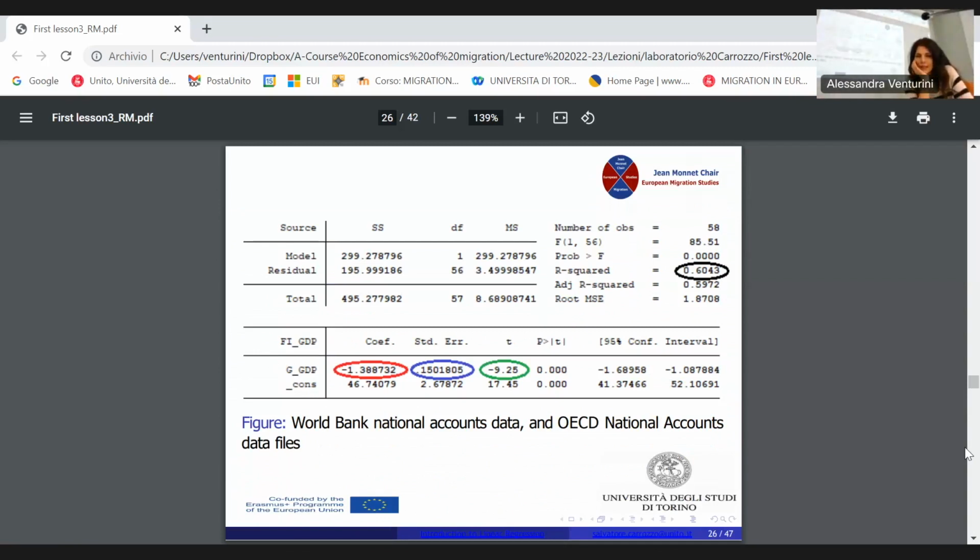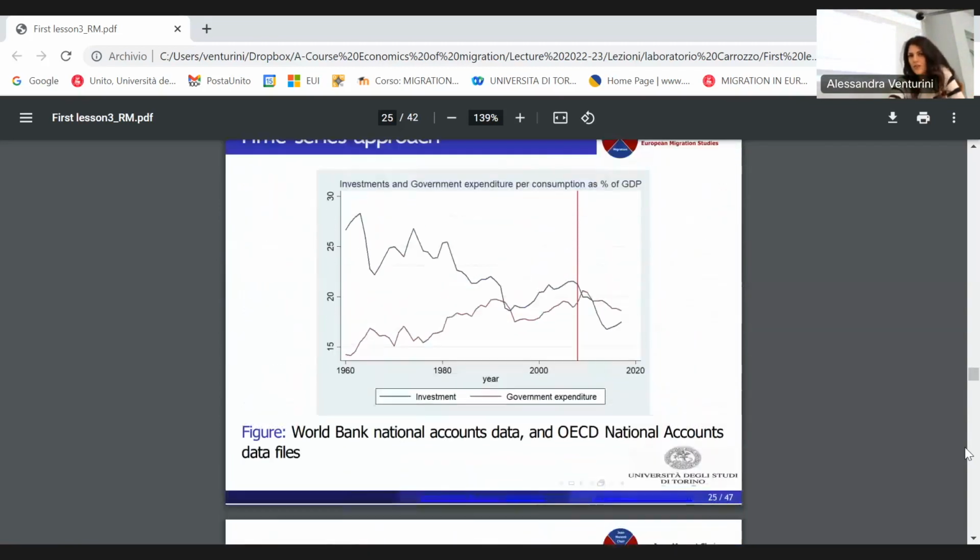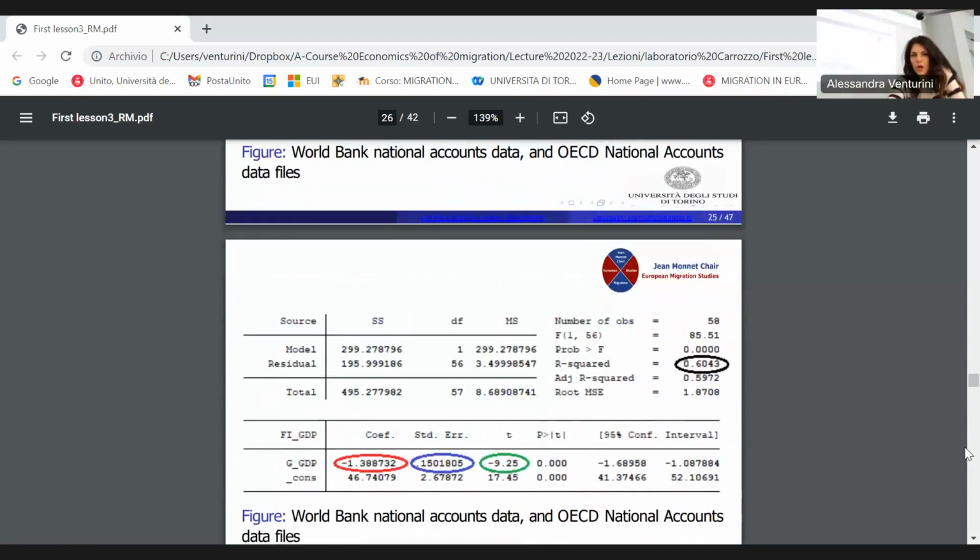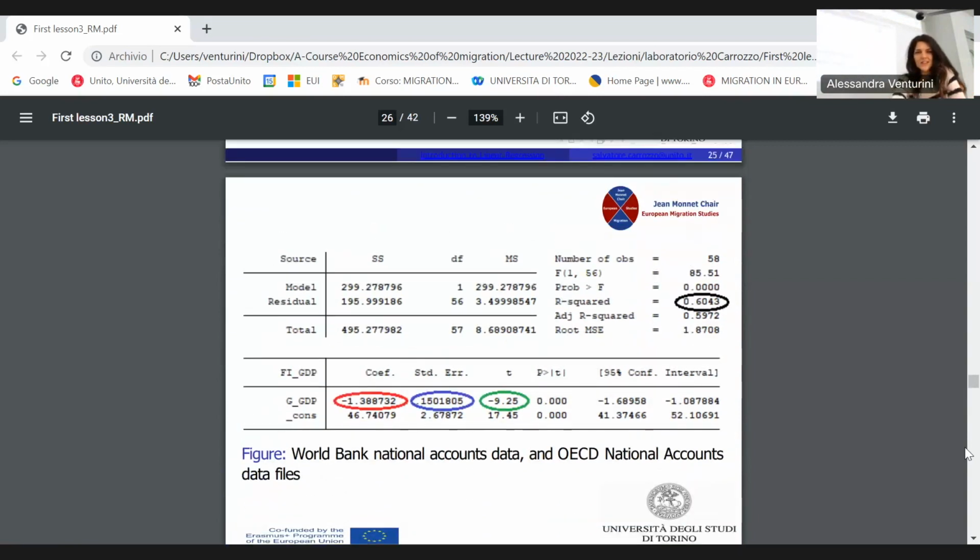And this is the table. So this table shows us the relationship between government expenditure and investment, no? This is the graph, and this is the table, the results. The red circle shows us the average effect of an increase in government expenditure on private investment. So here it is negative: the more the state intervenes in the economy, the less the private sector intervenes.